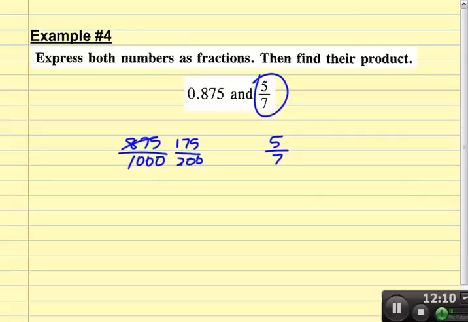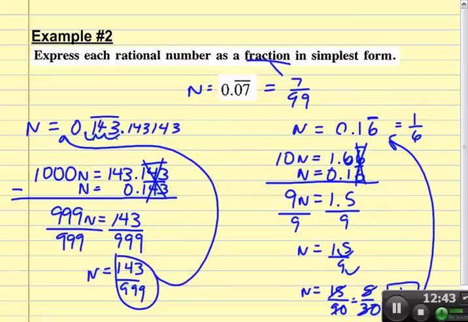Oh, it looks like 25 goes into both of them. So 175 divided by 25 is 7, and 200 divided by 25 is 8. Okay, now that's reduced. Okay, so they said that now they want the product of these two things. Easy. Multiply them. 7's cancel, and I'm left with 5 over 8. Beautiful. Done.